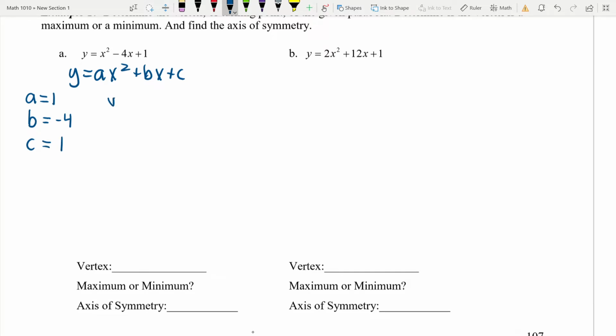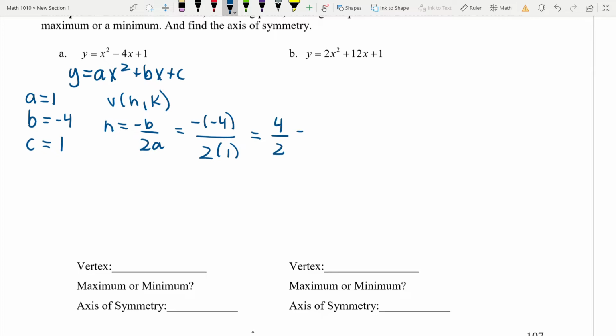Okay, so I want everybody to write my vertex is (h, k). The value of h equals negative b over 2a. b is a negative 4. So you're going to go negative 4 over 2 times a, which is a 1. All I did is put in my values of b and a. A negative times a negative is a positive 4, over 1 times 2 is a 2, 4 over 2 is a 2. So now I know the x coordinate of my vertex is 2.